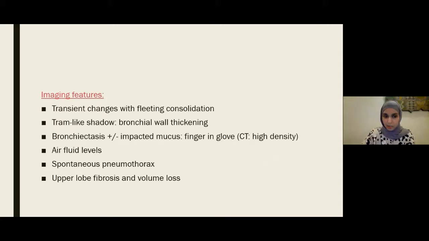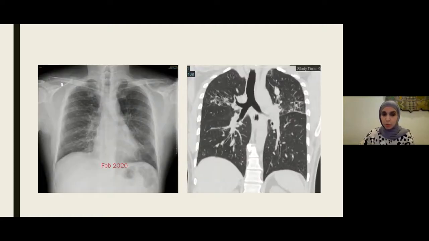Imaging features, as we saw, are transient changes with fleeting consolidation, bronchial wall thickening in a pattern of tram-track shadowing, and bronchiectasis with dense mucus. Sometimes we can see an air fluid level, spontaneous pneumothorax, and in complicated cases, we will see fibrosis with volume loss. And this is our patient at a 2 year interval post-medication showing an improvement of the previously seen nodularities and opacities and bronchiectasis, with minor residual dilated airways and a small bronchocele in the left upper lobe.